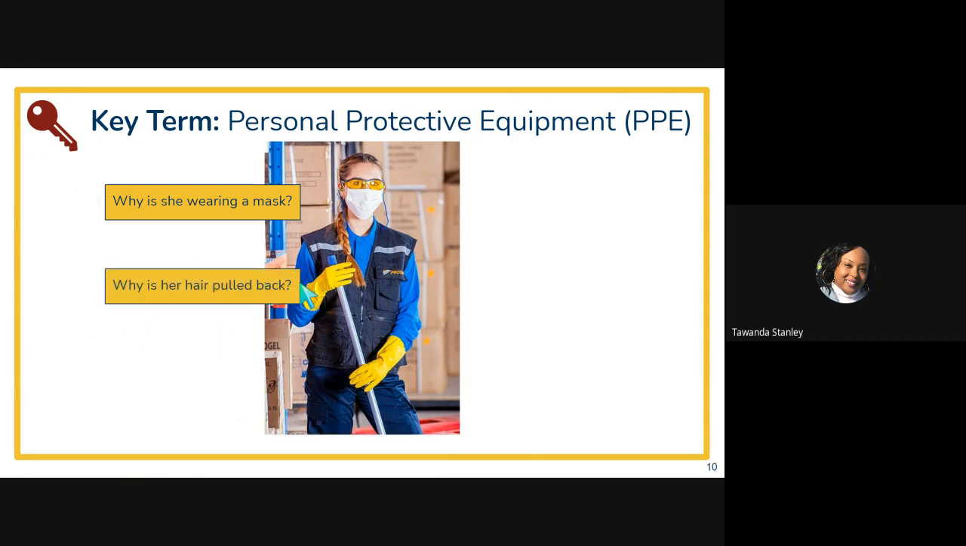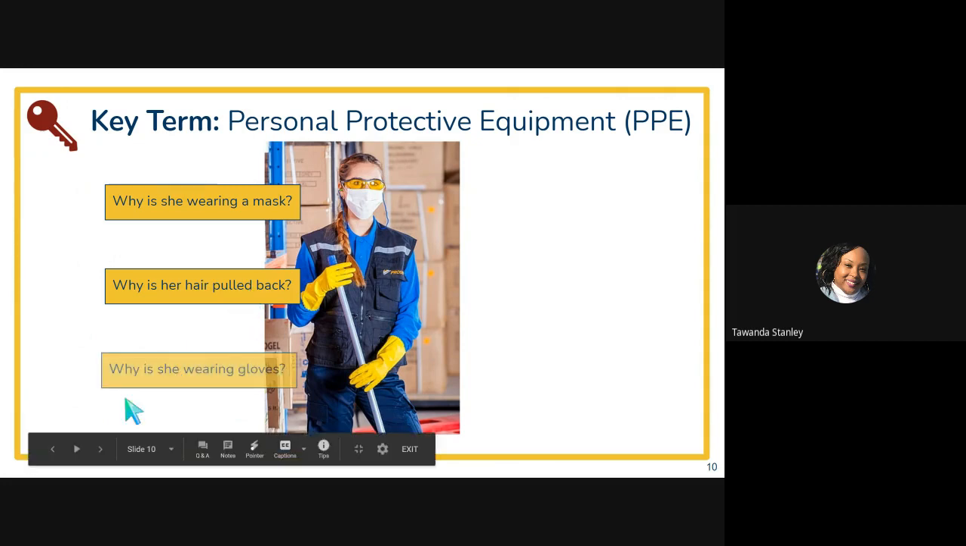Why is her hair pulled back? Her hair could be pulled back because we don't want your hair to get caught in any type of machinery. Therefore, when we do certain activities, we need to get in the habit of pulling our hair back. Why is she wearing gloves? Chemical irritation, biohazardness. Again, don't want your hands getting dirty.